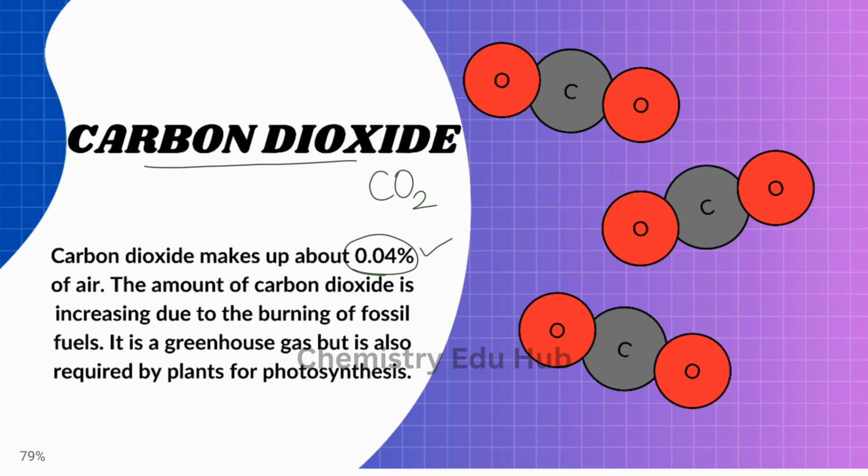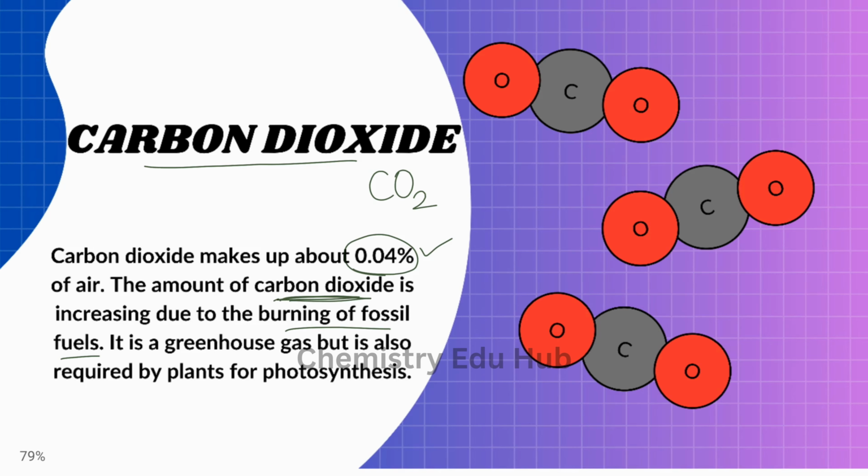Even though it is a low percentage, it is very harmful to livelihood because it causes damage to the ozone layer. The amount of carbon dioxide daily is increasing due to the burning of fossil fuels. What are fossil fuels? Coal, petroleum, diesel, all these are considered fossil fuels, which are burnt to give heat energy or to run automobiles and vehicles.